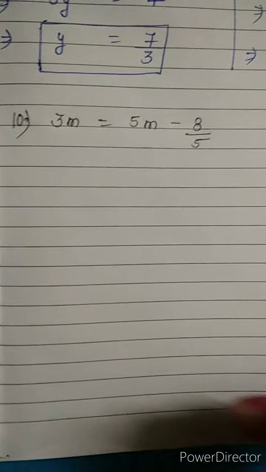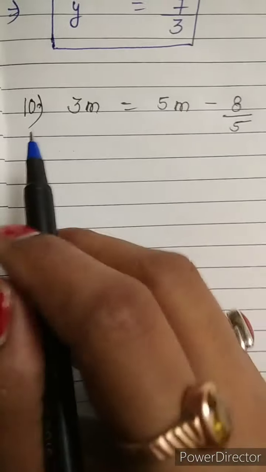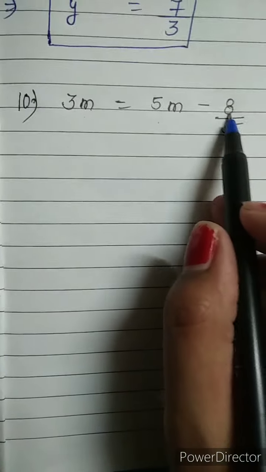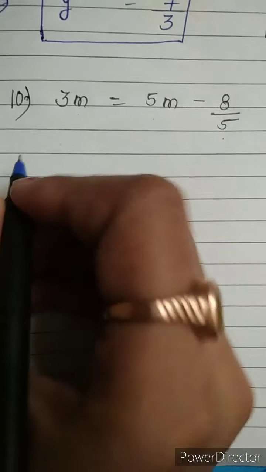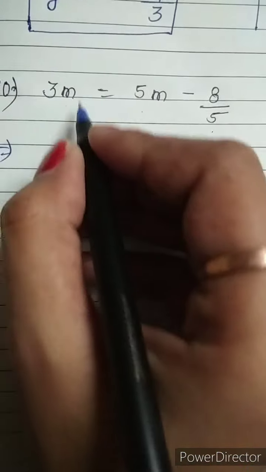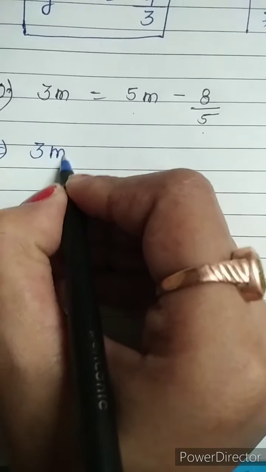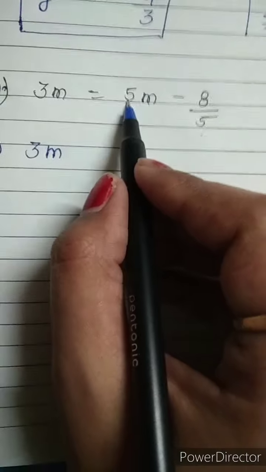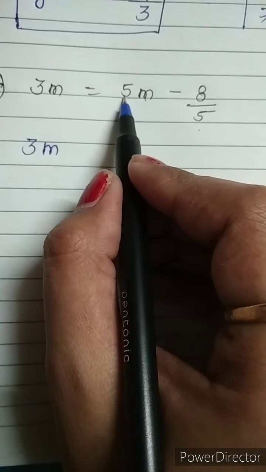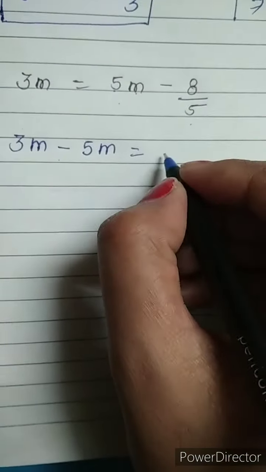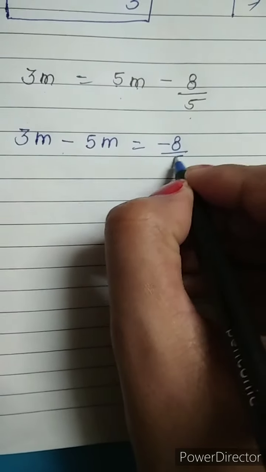Now we have the last question of the exercise, question number 10, that tells 3m is equal to 5m minus 8 by 5. Here we have to again combine the constant and variable together in one place. So 3m, and we will bring the same term 5m. On the opposite side 5m is positive, so when it shifts its place it will go with the opposite sign, that is minus, is equal to negative 8 by 5 as it is.